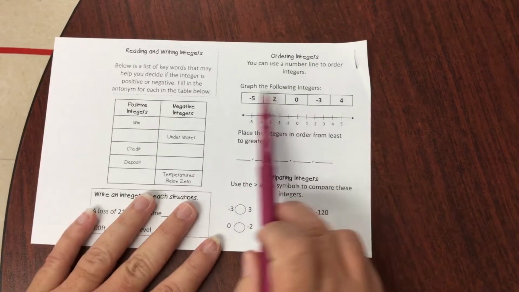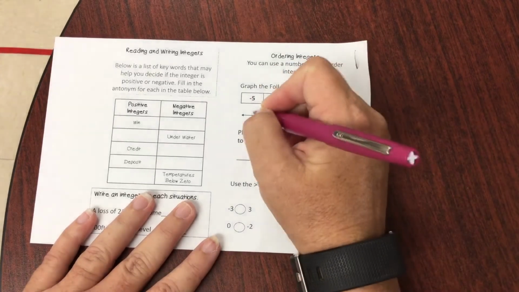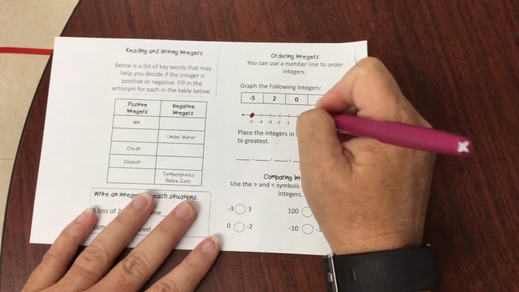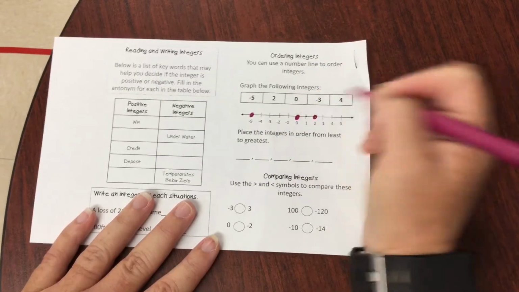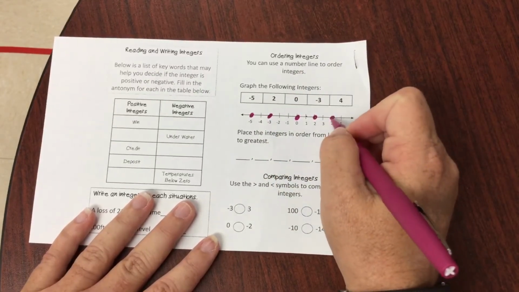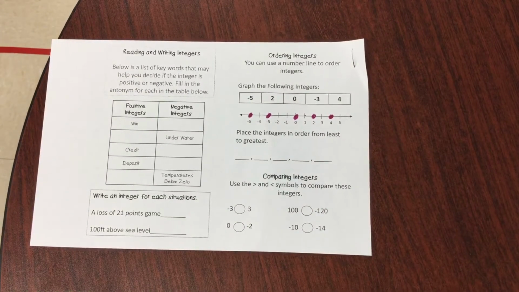Okay, so here we have some integers. We have -5, 2, 0, -3, and 4. I'm going to graph those on my number line. I've got -5, +2, 0, -3, and +4. All right, that was pretty easy, right? We talked about that last lesson about where to make sure that each of our numbers are going to fall. All right, so now we're going to put these in order from least to greatest.